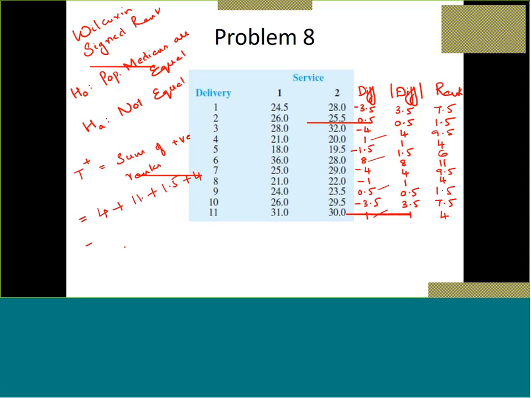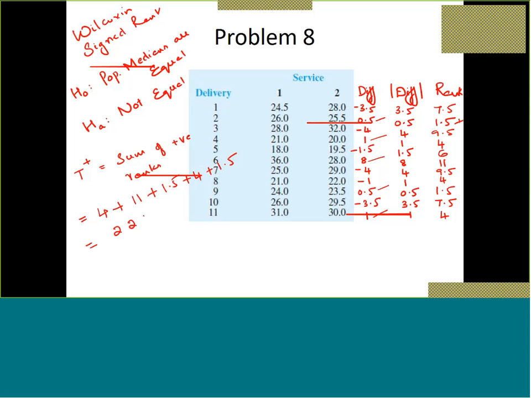So how much did you get? 11 plus 8, 19, plus 1, 20.5. Yes or no? This is 0.5, this also I forgot. This is 1.5. So one more 1.5. So how much did you get? 11 plus 3, 14, plus 8, 22. So you got T plus as 22.